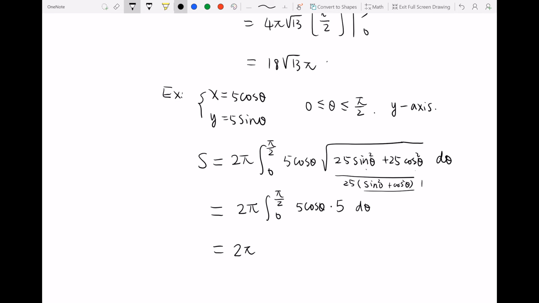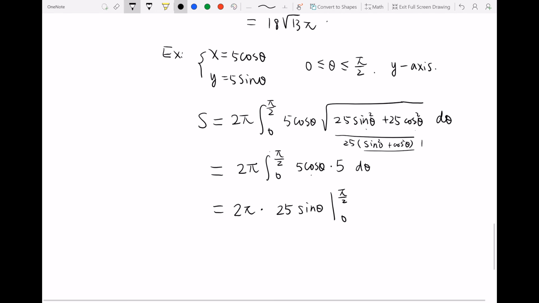So it's 2 pi times 5, 10 pi, times the antiderivative of cosine. Antiderivative of cosine is sine. Plug 0 and pi over 2 into it. So I'm going to call a student here, see if you can help me finish this. Bella, could you please help me finish this?